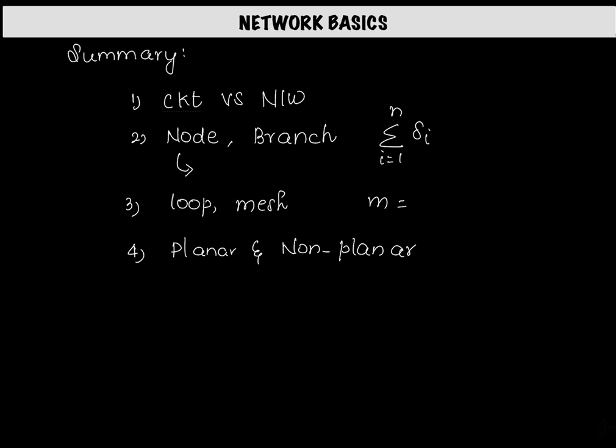And we discussed loop and mesh. Loop is any closed path that we can have in a circuit. Mesh is also a closed path, but it should not have any internal loops in it. So to compute the number of meshes, it is b minus n plus 1, where b is the number of branches and n is the number of nodes. And we also discussed the planar and non-planar network. So we should try to redraw a given circuit in a 2D plane. If it is not drawable in that fashion, then it is a non-planar network or a non-planar circuit.